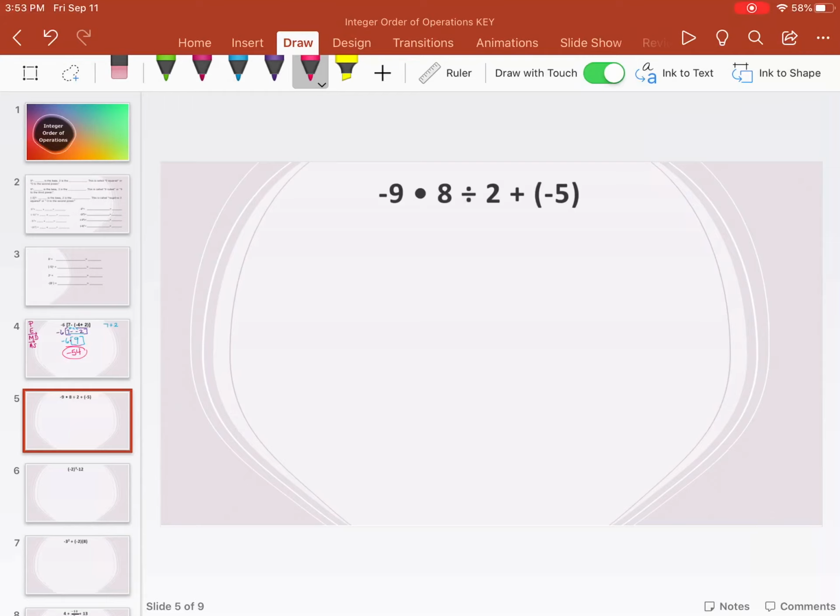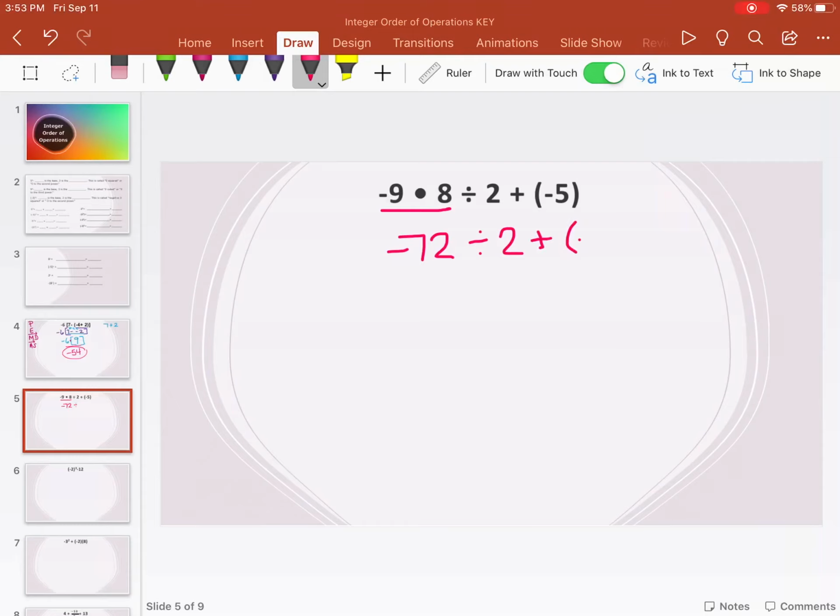Okie dokie. So parentheses, that parentheses is just holding the number. It doesn't tell you to do anything. Then exponents, there aren't any. Multiply, divide, yes, I'm going to do that left to right. So this is our first step. 9 times 8 is 72. Negative times positive makes it negative 72.